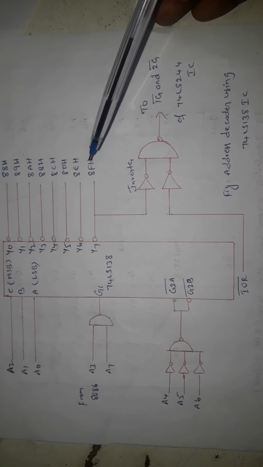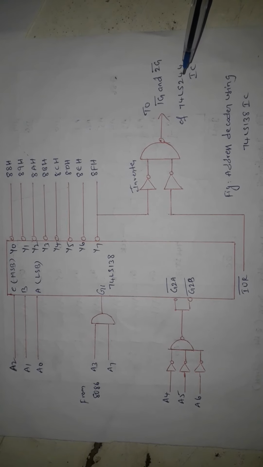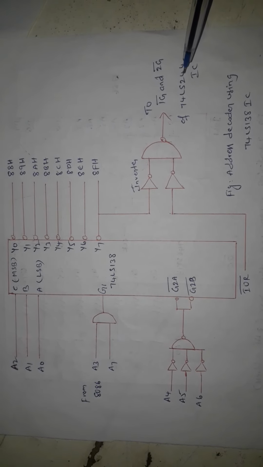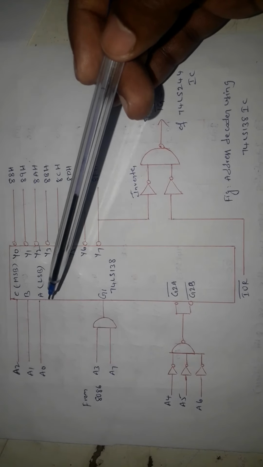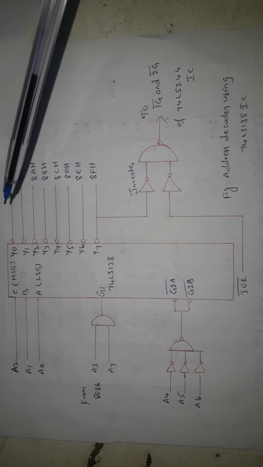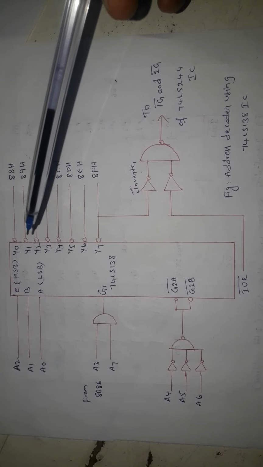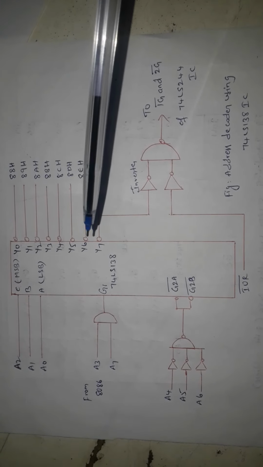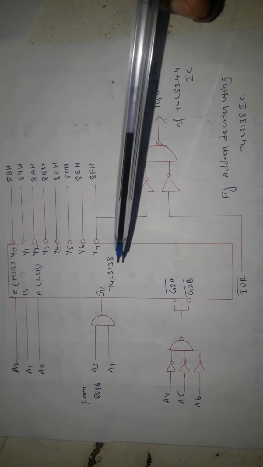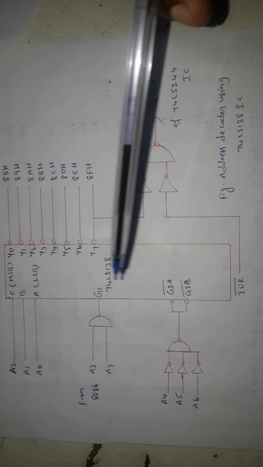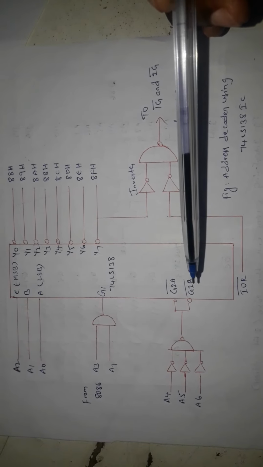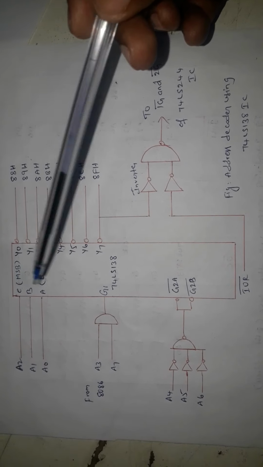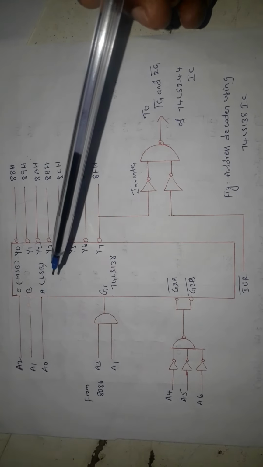So we are assigning 8FH address to the 74LS244 buffer IC through the decoder 74LS138. We have 3 address pins, A0, A1, A2, and 8 outputs, Y0, Y1, Y2, Y3, Y4, Y5, Y6 and Y7. This 74LS138 IC also has 3 enable pins: one is G1, another is G2A bar, and another is G2B bar.